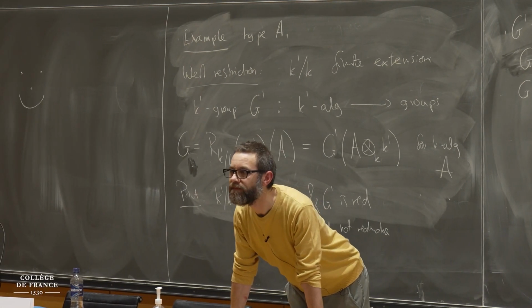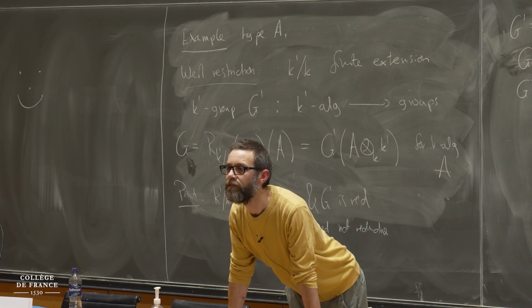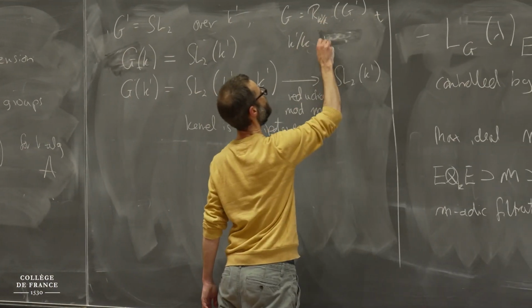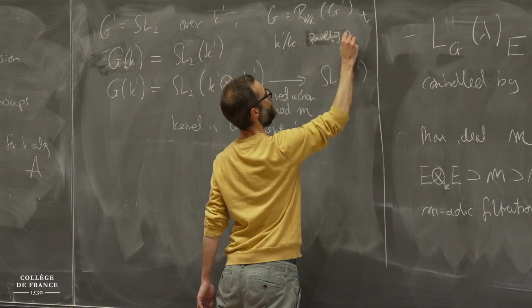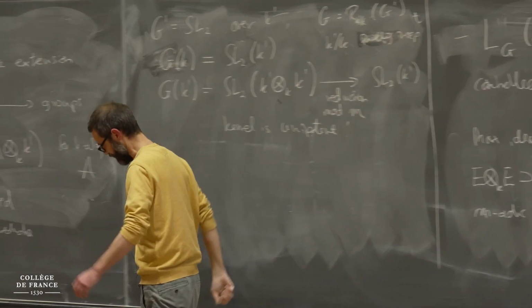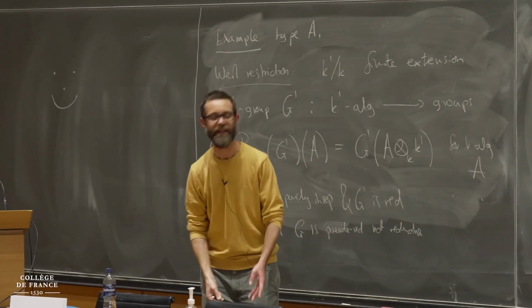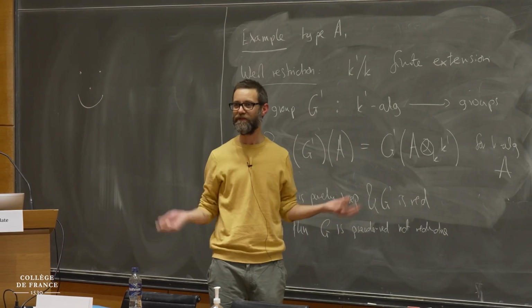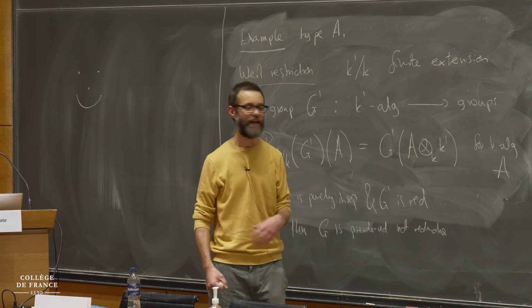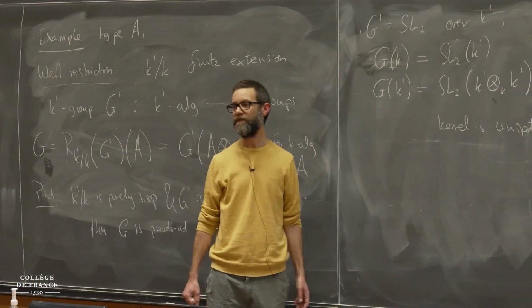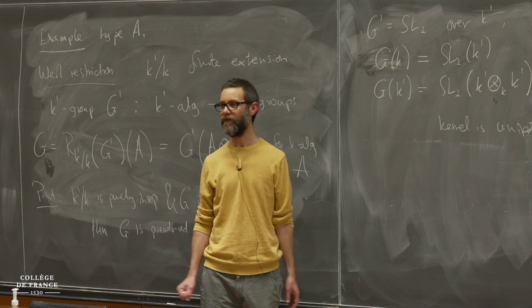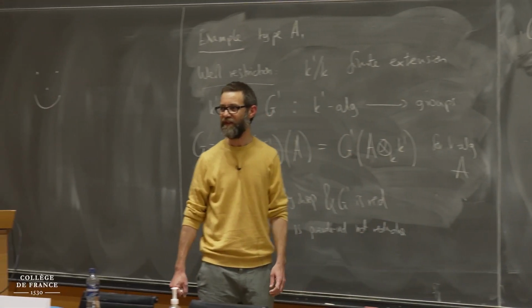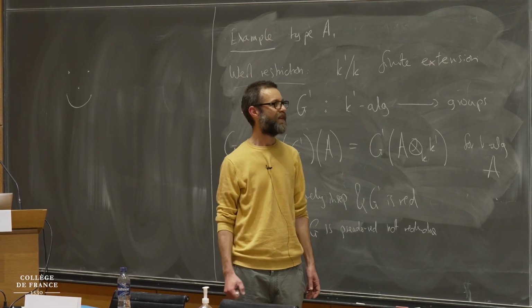Sorry, I didn't say: you assume K prime over K is purely inseparable, thank you. Yes, I don't want any separability in the way. So there is a normal unipotent subgroup hiding in here somewhere. And you can soup this up to find the unipotent radical properly. But hopefully this is convincing that there is something unipotent and normal hiding in here somewhere.